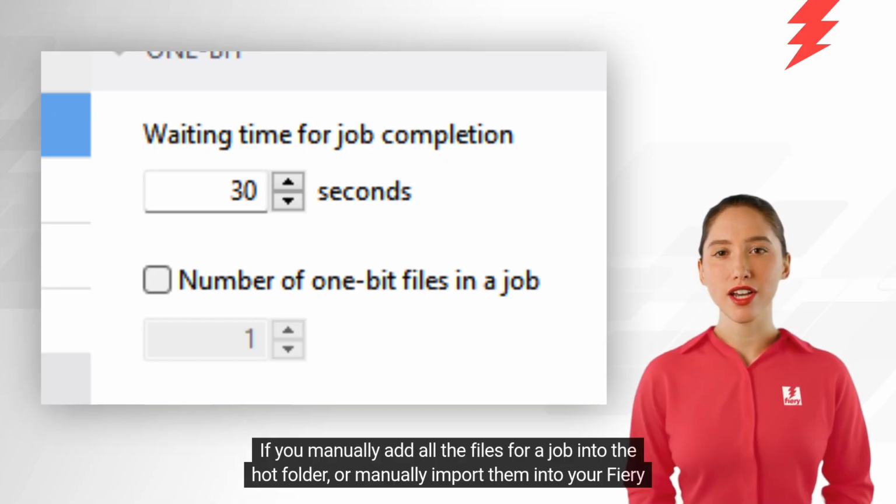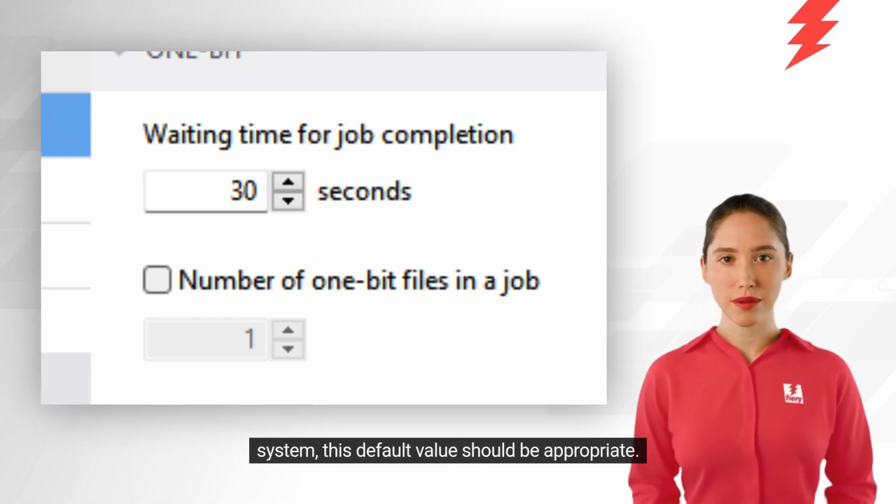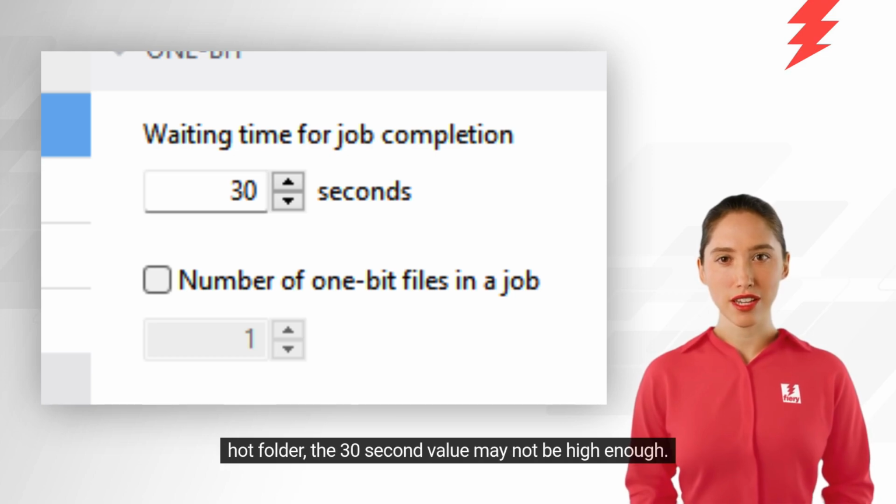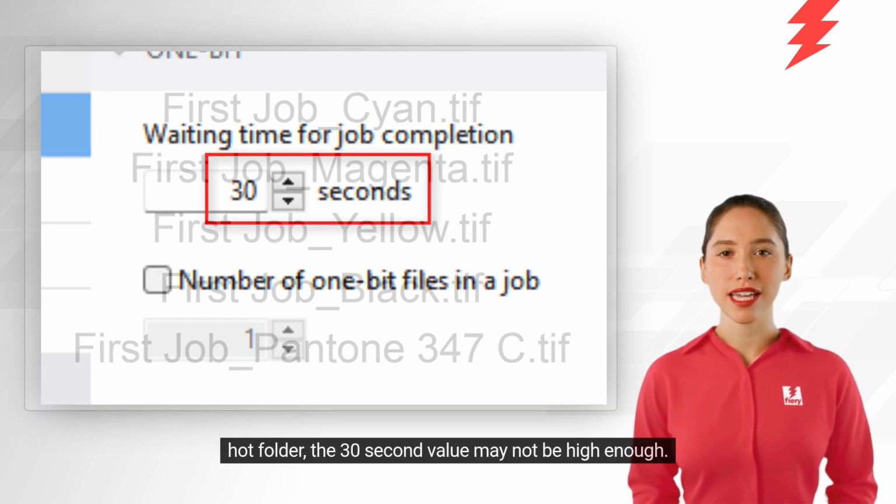If you manually add all the files for a job into the hot folder or manually import them into your Fiery system, this default value should be appropriate. However, if you have the system that generates the OneBit files deposit these files directly into the hot folder, the 30-second value may not be high enough.